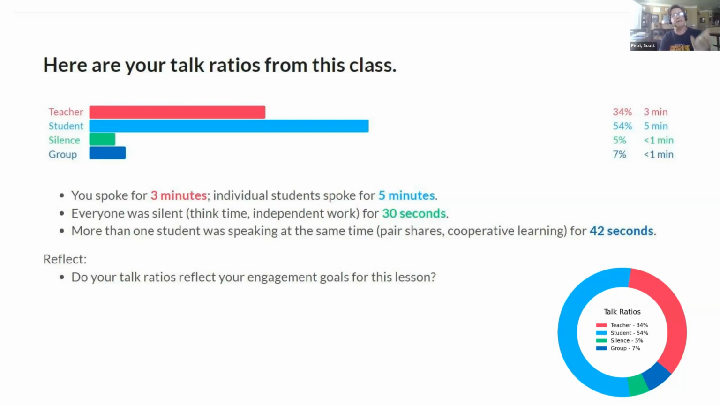And I'll tell you, this is really helpful when you start comparing apples to apples and looking at first period compared to second period, compared to first compared to sixth. Because in my experience, I'm getting a large variety in talk ratios.